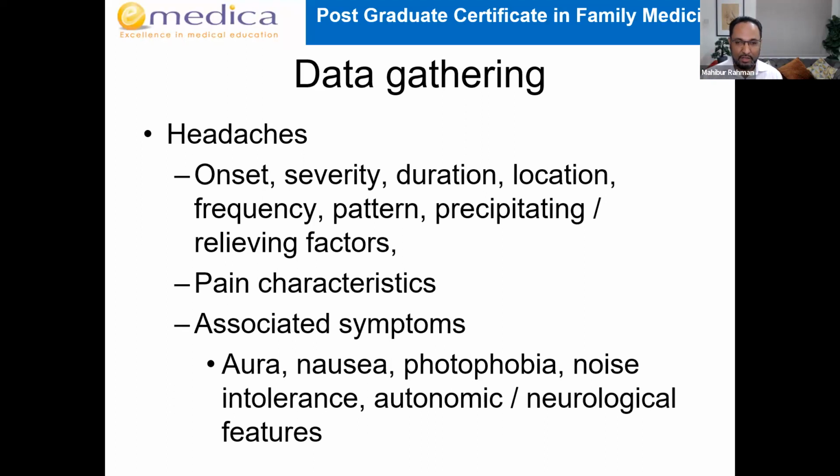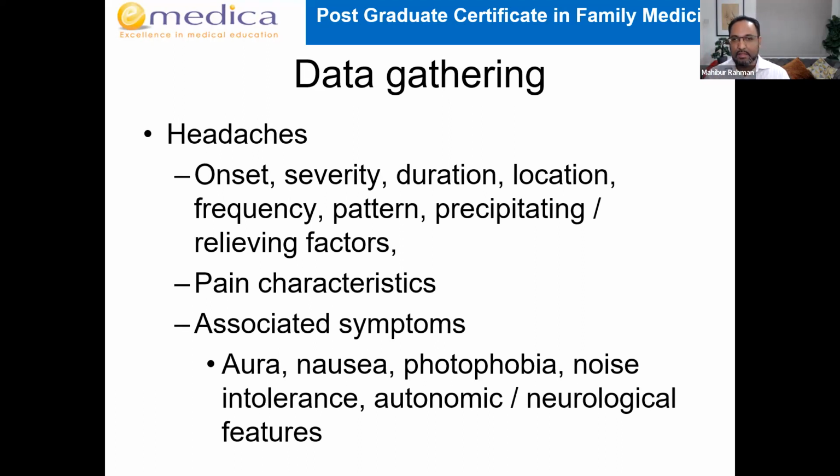What painkillers have they tried? That could be a clue if that's helped or not. The characteristic of the pain. Is it achy? Is it sharp? Does it come in a wave of pain? And then do they have any other associated symptoms either before, during, or after the headache?